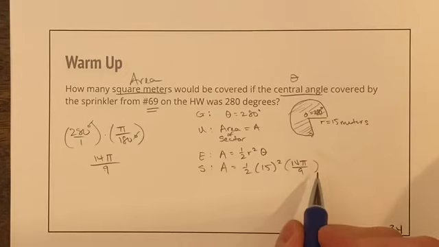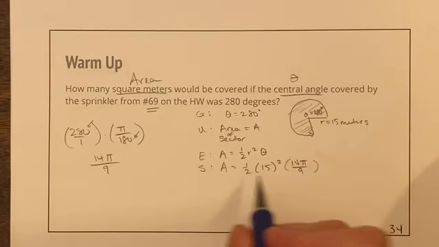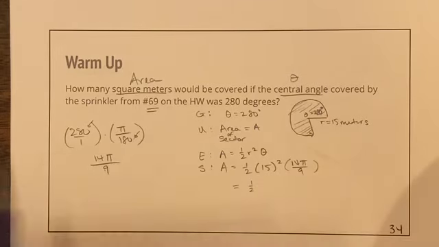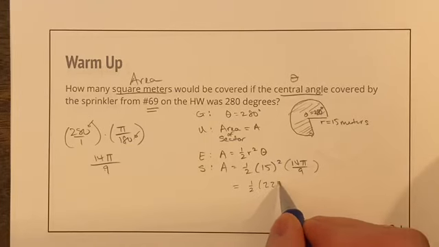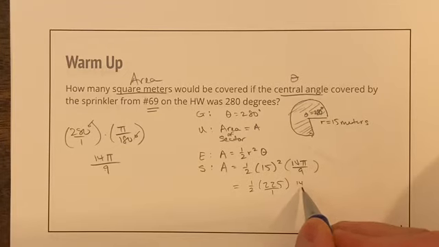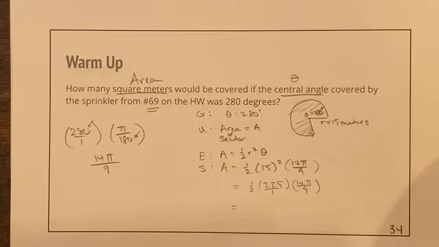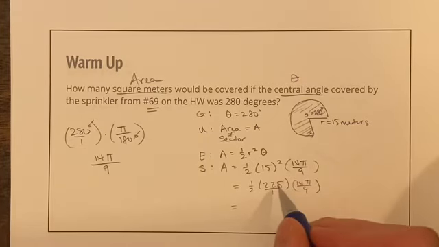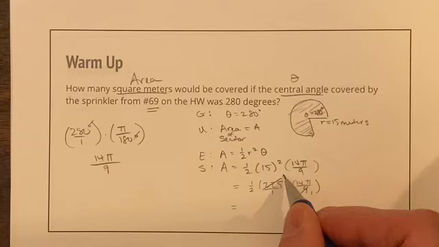Then you're just going to simplify what you have here. So in terms of pi, we can simplify all of this. We'll have 1/2 of 15 squared. 15 squared is just going to be 225, multiplied by, so this is over 1, all multiplied by 14 pi over 9. So essentially when we multiply everything out, 225 divided by 9 would give us 25. So 225 divided by 9 is going to be 25.